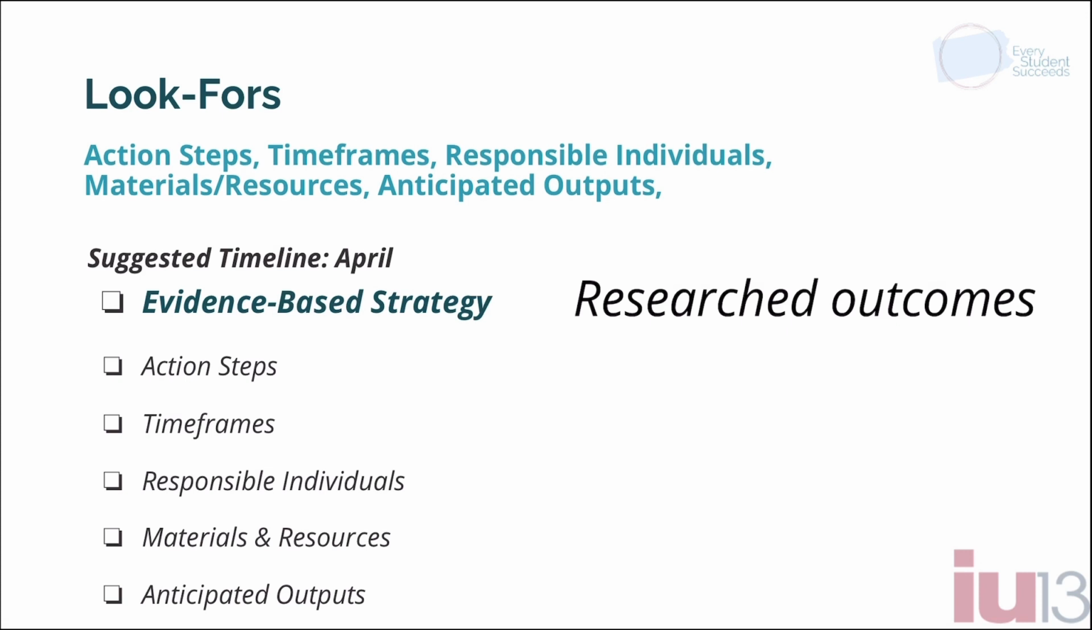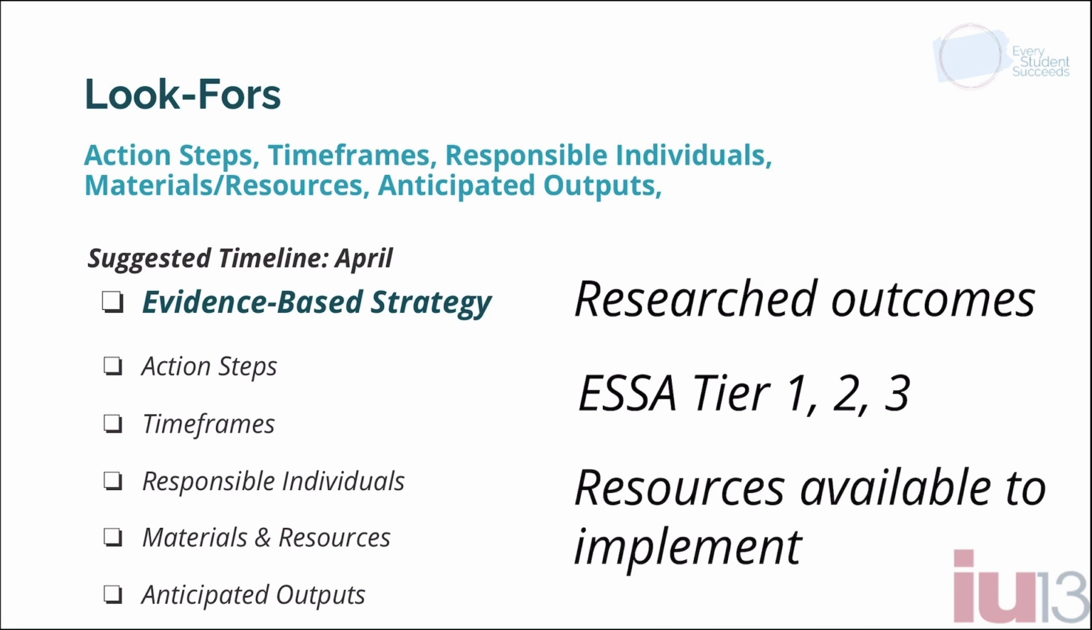Ask to see the research that confirms the alignment between the prioritized challenge and the strategy, as well as the expected outcome. When approving an evidence-based strategy, you are ensuring that there is research to show that implementation of this strategy will produce the outcomes aligned with the goal statements. The evidence-based strategy has strong to moderate evidence of impact in a context similar to the schools, so ESSA tiers 1, 2, or 3. And that the school will have access to the required resources as well as the capacity to implement this strategy.